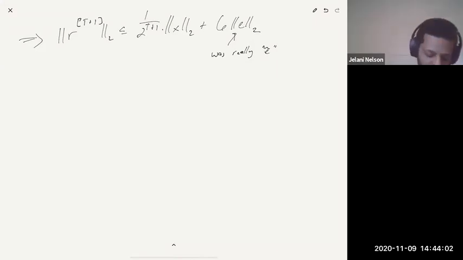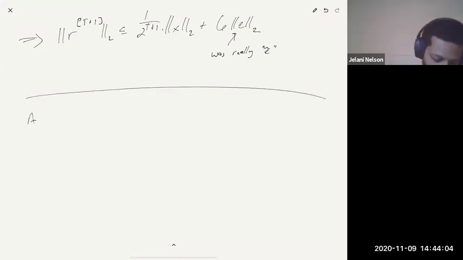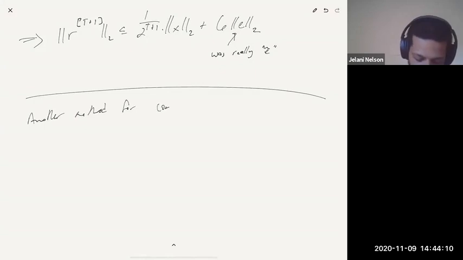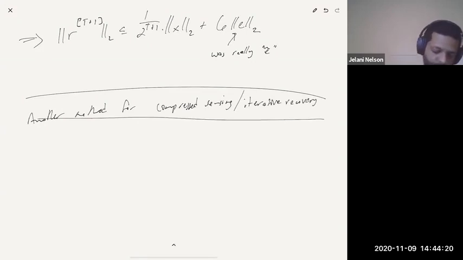So first of all, another method for compressed sensing, and there are also iterative recovery algorithms that correspond to this method. So instead of choosing pi to be like a random Gaussian matrix or something, what we're going to do is we're going to pick pi to be the adjacency matrix of an unbalanced bipartite expander.